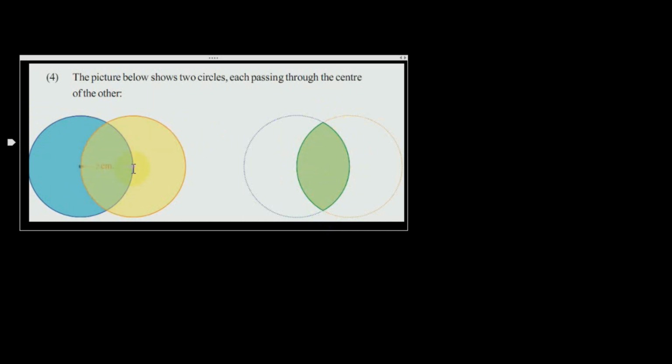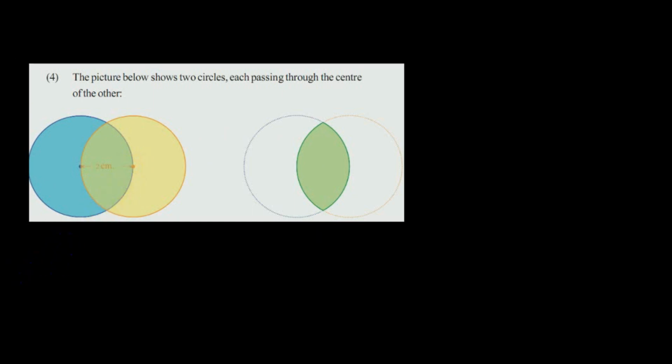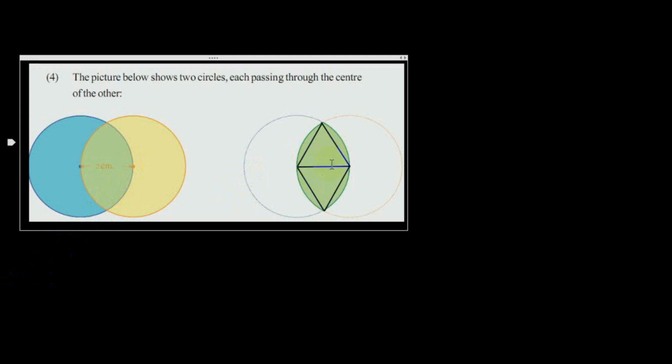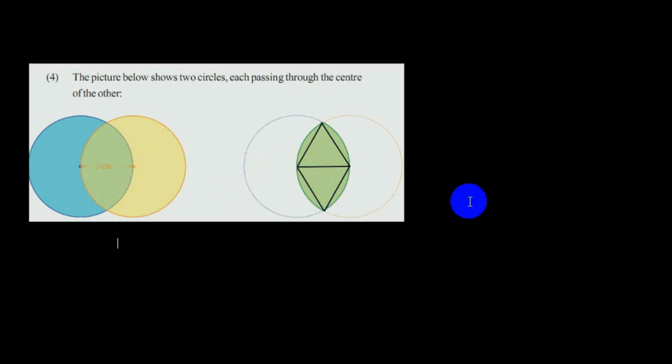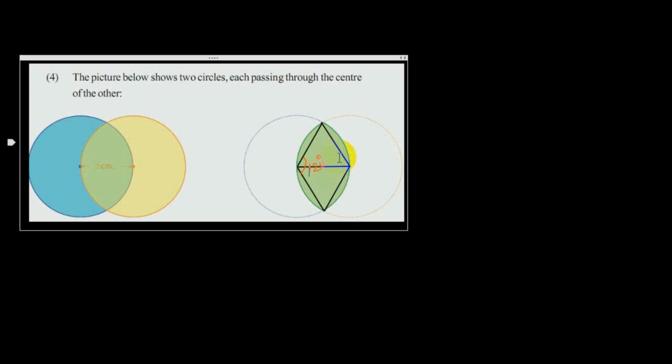If we draw the radius from here to here as well, we will get such a figure. See, two triangles are there. Those two triangles are equilateral triangles. So this angle will be 60 degree. Therefore this one is also 60 degree. Therefore this total angle will be 120 degree. Like that, this one is also 120 degree. Now we need to find out the area of this region.